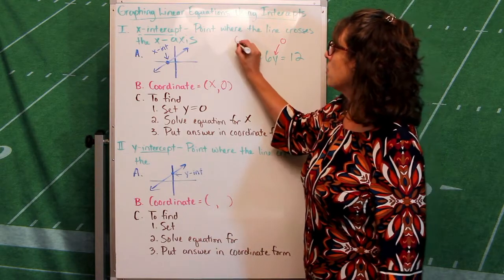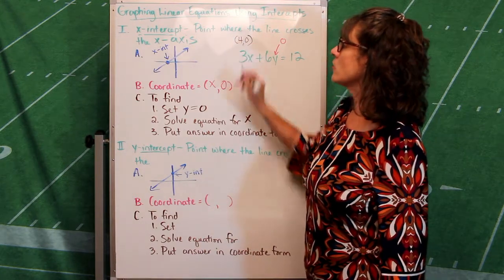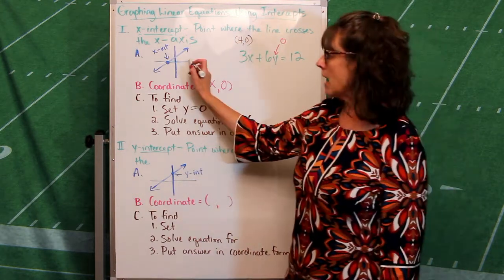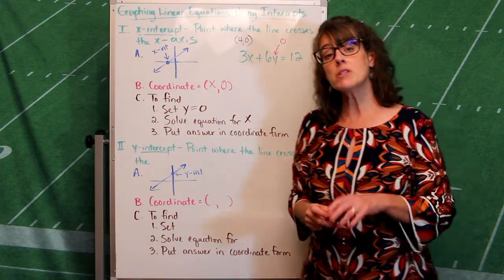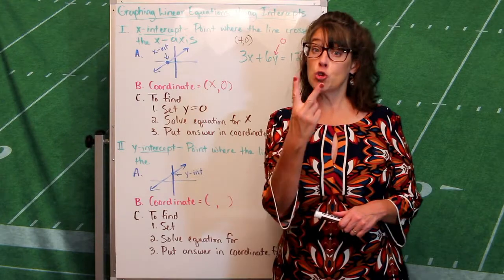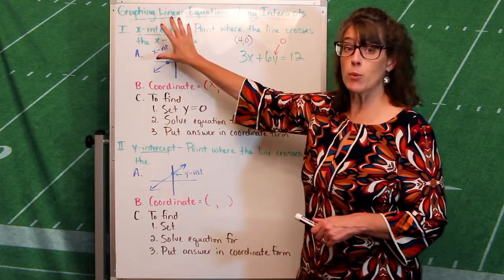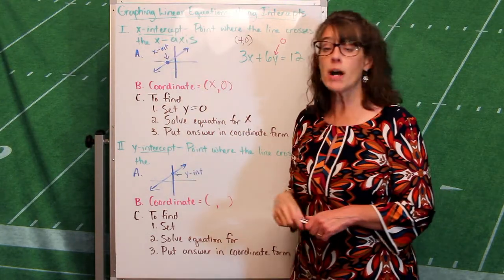So I will have the point (4, 0) for that particular case. That will be my x-intercept, and I know that it'll sit over here. Now, how many points does it take to make a line? Yes, 2 points. We'll have one of them with the x-intercept, so let's try to get the y-intercept.